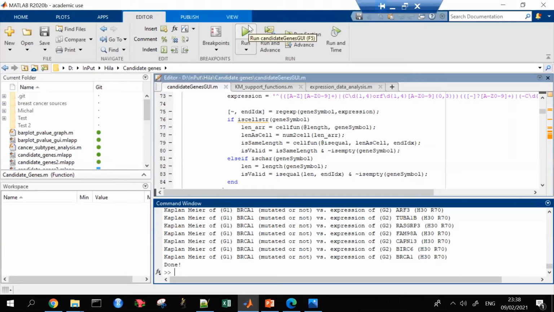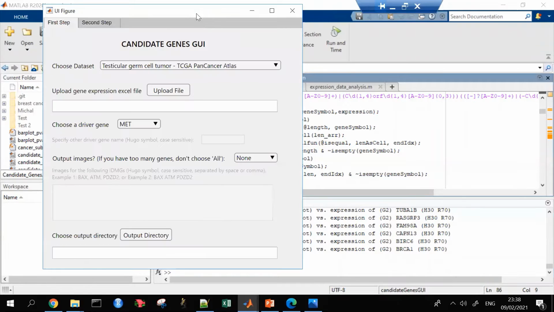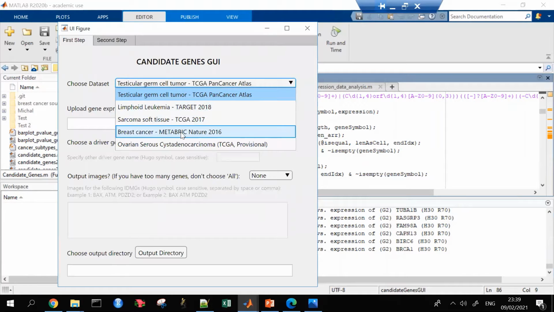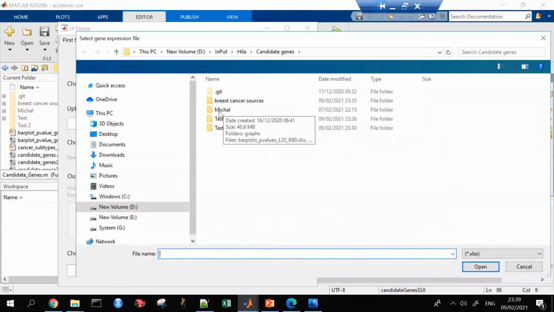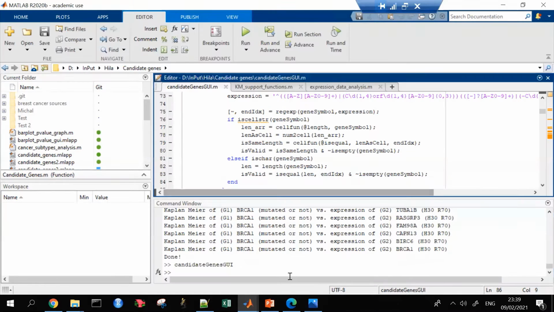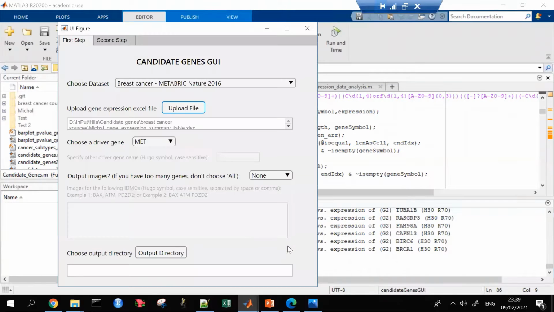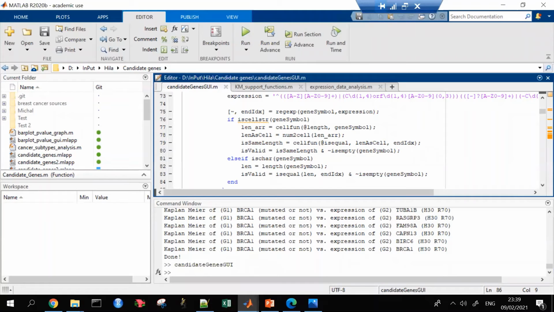Okay, so let's run. Let's choose breast cancer, and our driver gene is MET. Do we want to output images? Let's choose all of them for now. Output directory, test, okay.